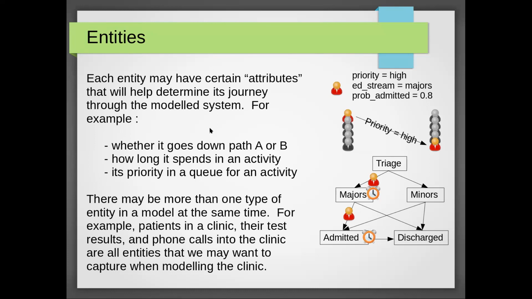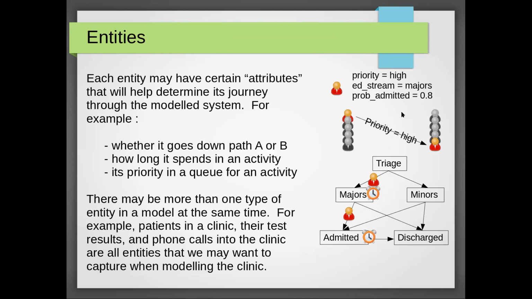But we can think of our patients as holding pieces of information that will determine what their journey in our system looks like. So it might be that they hold information about whether they're going to end up going down path A or path B, or how long they as an individual are going to spend in an activity, or what their priority is going to be for a queue, because you'll have patients coming in with different priorities. And so that kind of information will then help us within our model. So we might have a patient, for example, who's got these three attributes that says their priority is high, the ED stream they're going to go down is the majors stream, and their probability of being admitted is 0.8. And that will help us when we come into the model.